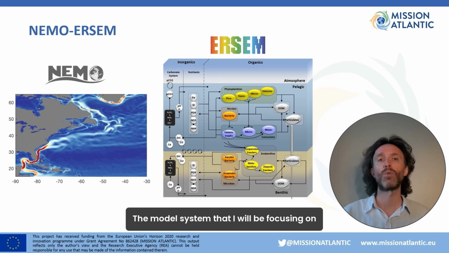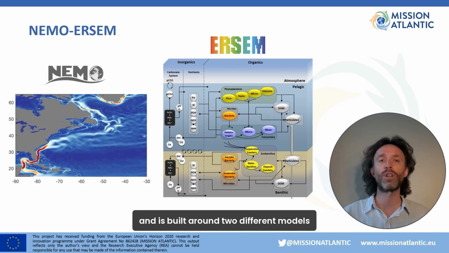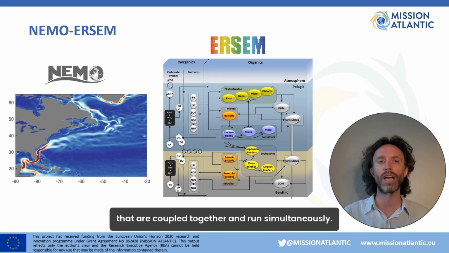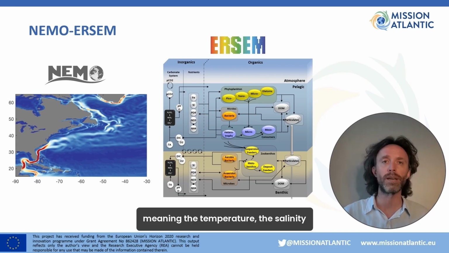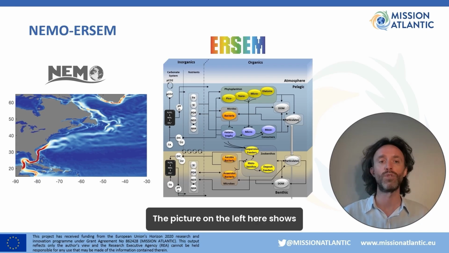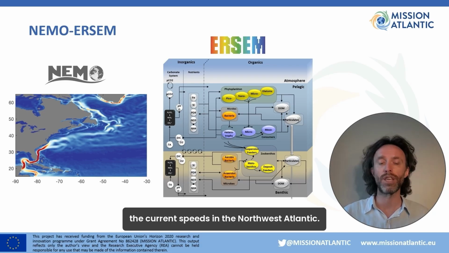The model system that I will be focusing on for the rest of the training is called NEMO AirSim, and is built around two different models that are coupled together and run simultaneously. NEMO is a physical oceanography model that simulates the physical environment, meaning the temperature, the salinity, and how the water moves. The picture on the left here shows the current speed in the Northwest Atlantic, for instance.